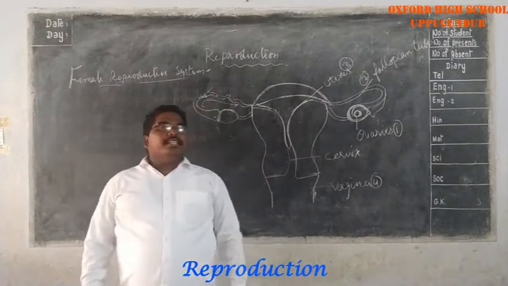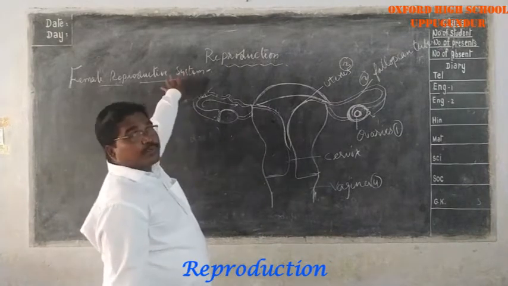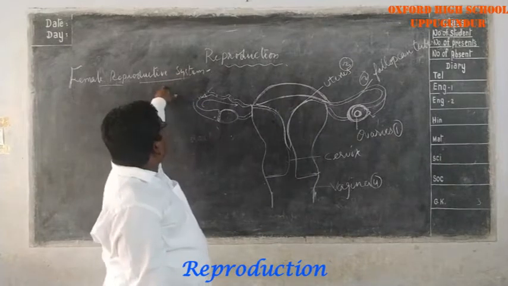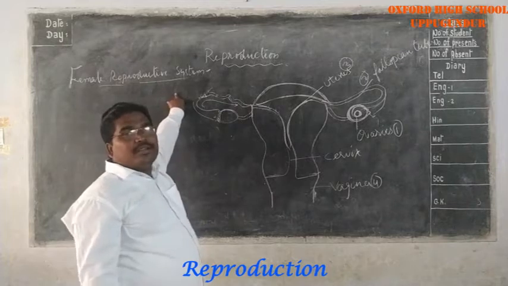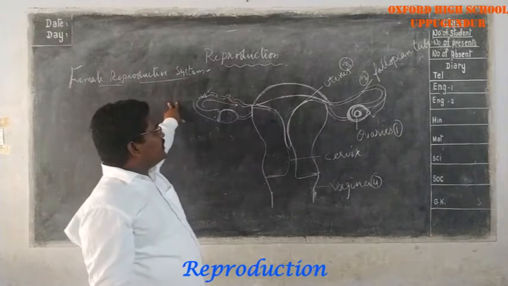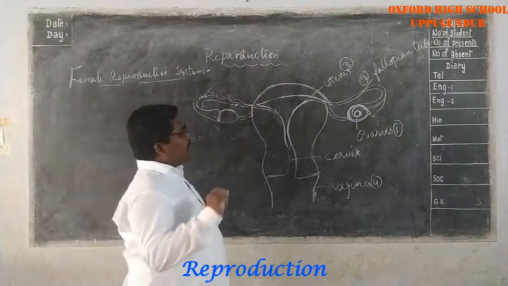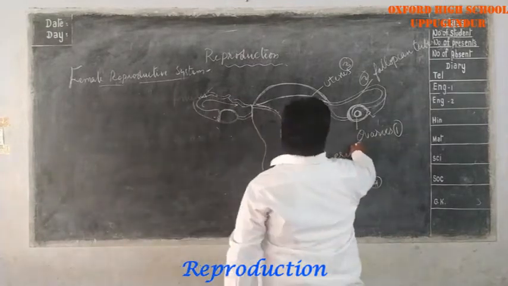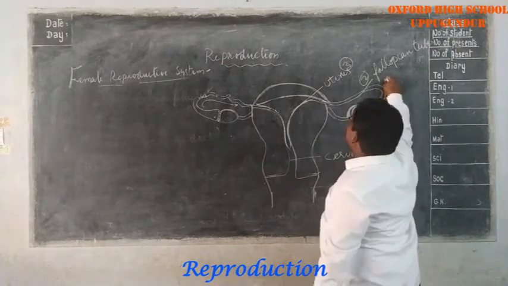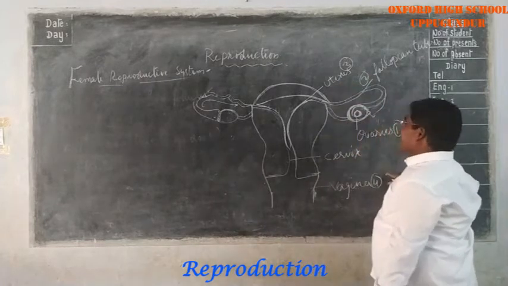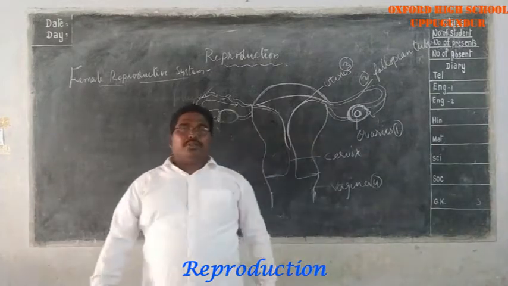Dear students, in the previous class we have already started our lesson on reproduction in the female reproductive system. How does reproduction take place in females? What is the system that is present in it? In the female reproductive system, we have already discussed that a pair of ovaries, a pair of fallopian tubes, which are also called oviducts, the uterus, vagina, and cervix are present, and mammary glands are also one of the parts. We already discussed it.